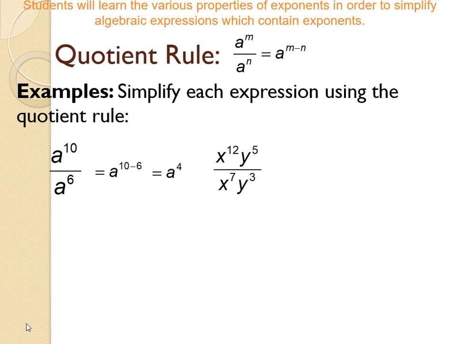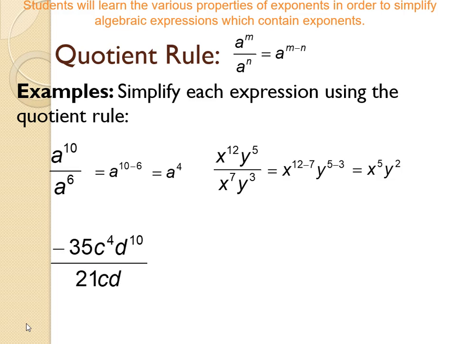x to the 12th, y to the 5th, divided by x to the 7th, y to the 3rd. 12 minus 7 is 5. 5 minus 3 is 2. Negative 35 c to the 4th d to the 10th, divided by 21 c d. Negative 35 divided by 21, we're going to simplify that. And then we're going to have c to the 4th minus 1 and d to the 10th minus 1.